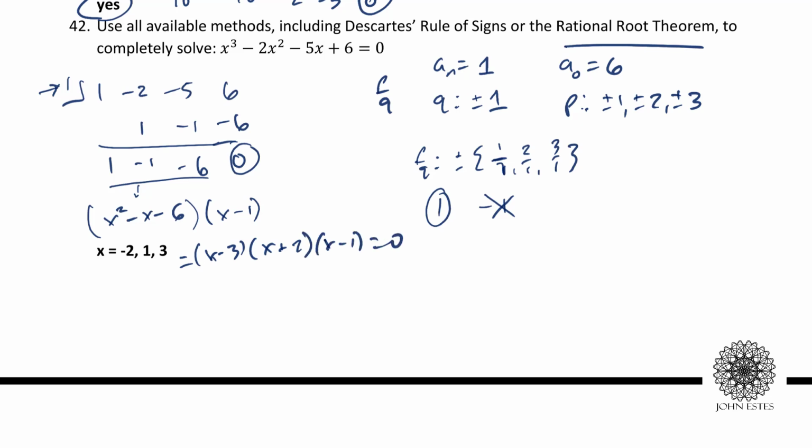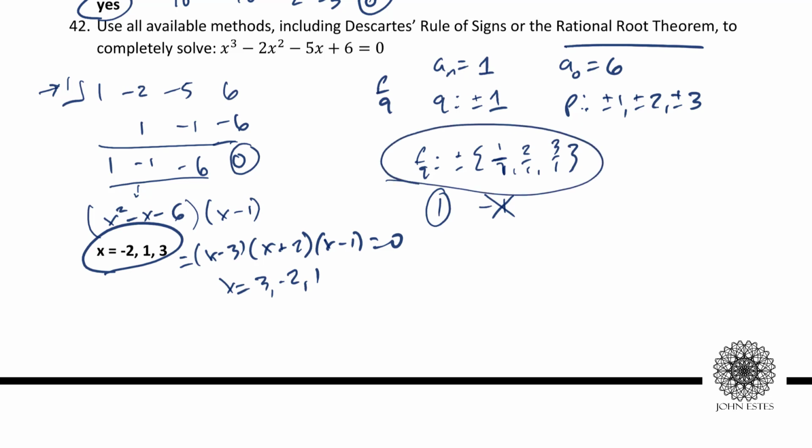Now we wanted to solve those equal to 0. So that gives me 3, negative 2, and 1. And there's my list. Now, the idea is, if I didn't have this answer, how would I know? Your candidates come from this. So be able to get those from the rational root theorem, and then you should be able to solve it.